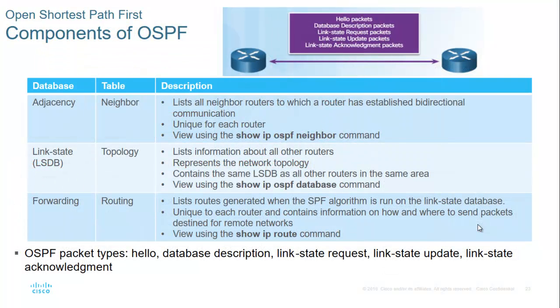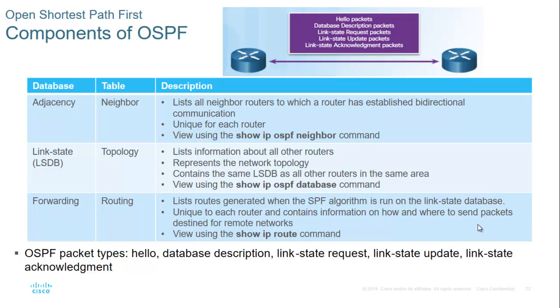Now, within OSPF, there are a few databases and tables that you need to know. First, we have a neighbor table, and it uses the adjacency database. The neighbor table is a list of all neighboring routers with which a router has established bidirectional communication. It is unique for each router because every router would have different neighbors. To view this table, you type the command show ip ospf neighbor.